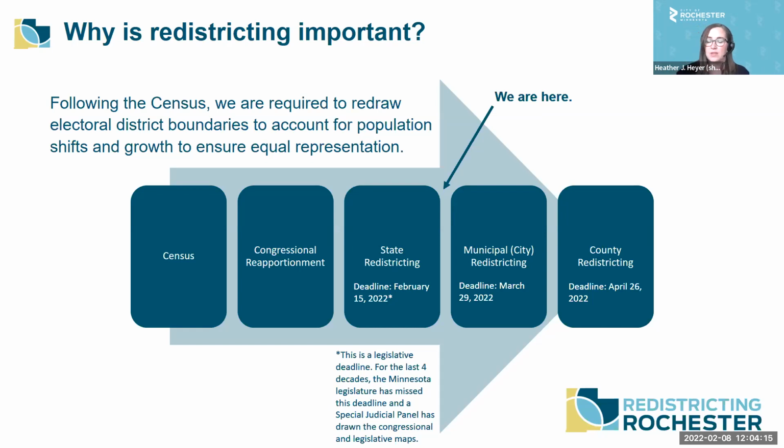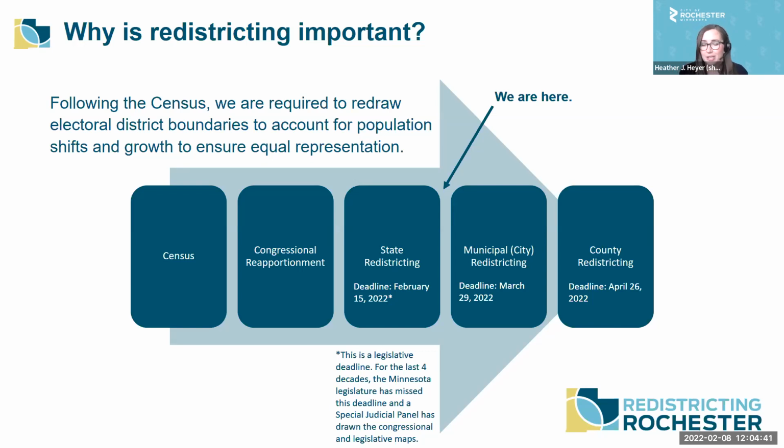And I will also say here, this is specific to Minnesota. It is different in every state. So I'm displaying Minnesota's process here. After congressional reapportionment happened, then kicks off the state redistricting piece where they redraw both the congressional maps and the legislative maps for our Minnesota House and Senate. They have a deadline to complete that by February 15th, which is next week.